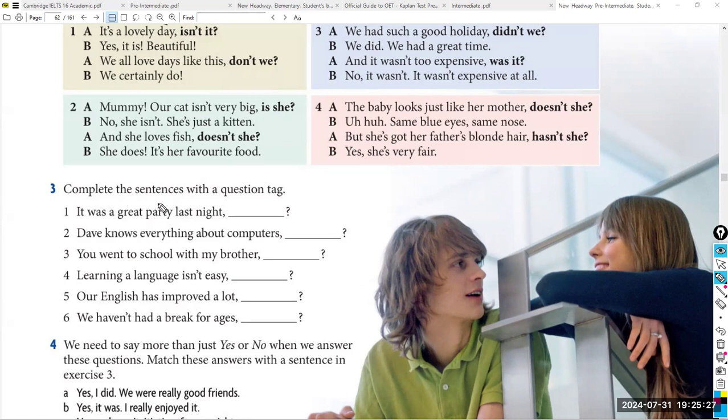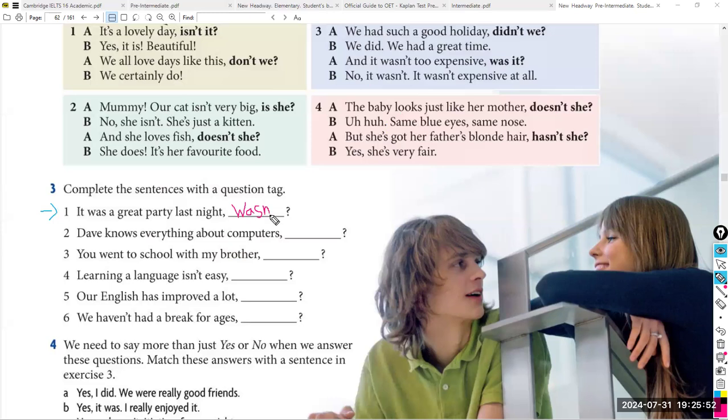Yes. Now let's complete the sentences with the question tag. What is the question tag about sentence number 1? Please, guys, only Maisa could speak. Okay. It was a great party last night. Wasn't it? Yes, wasn't it? That is amazing.